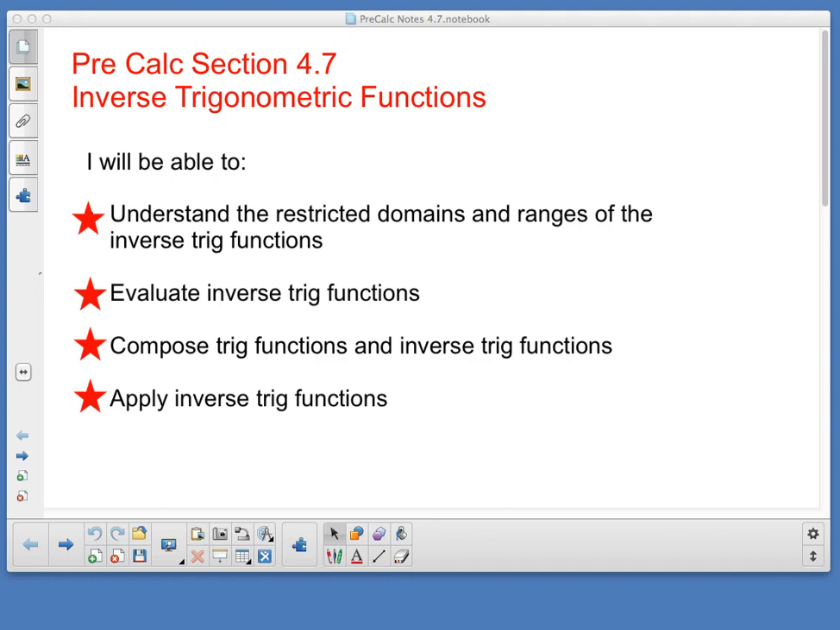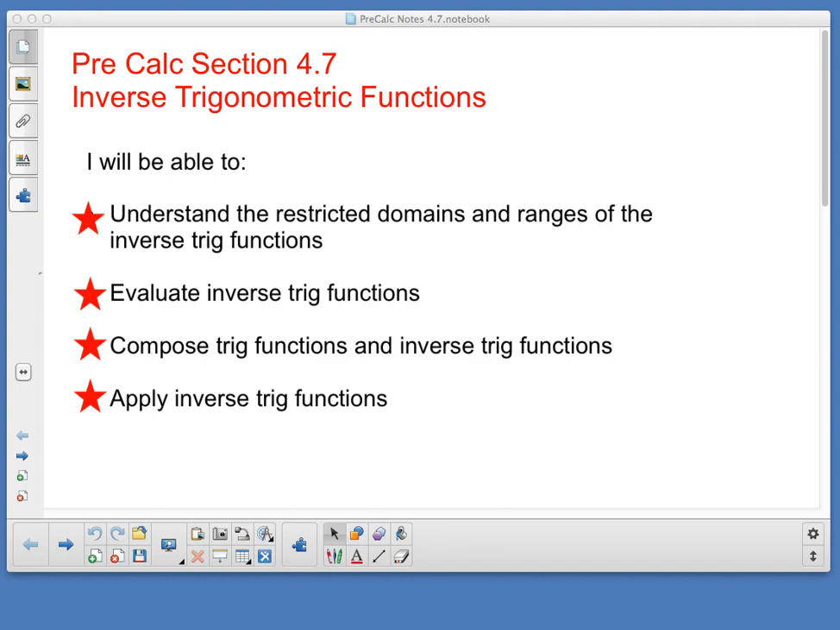Okay, for the rest of y'all, we're looking at 4.7. And we're really talking about, in 4.7, inverses and why they're defined the way they are. Okay, so inverses are defined a different particular way. And it's because of the graphs not passing the vertical line test, or better yet, the horizontal line test.